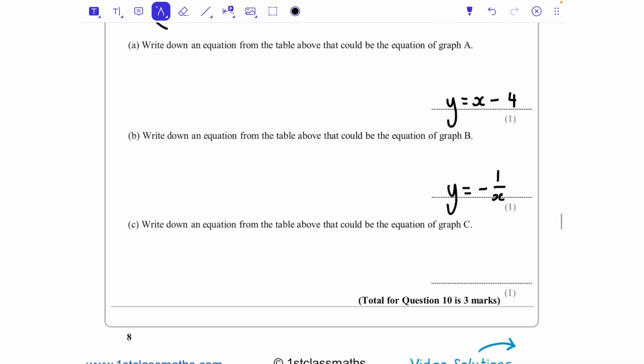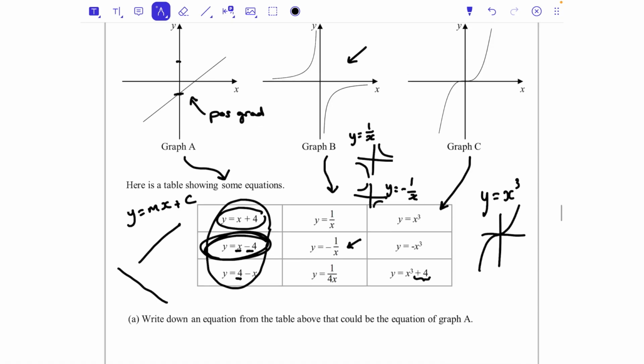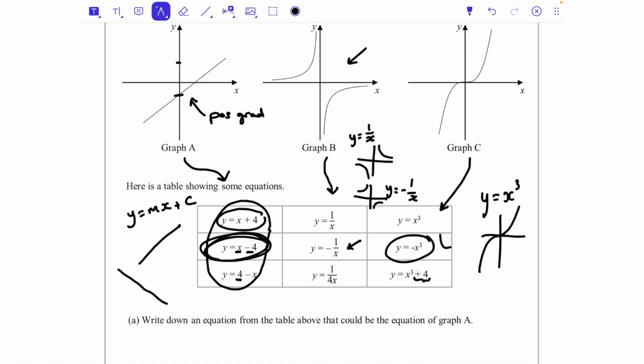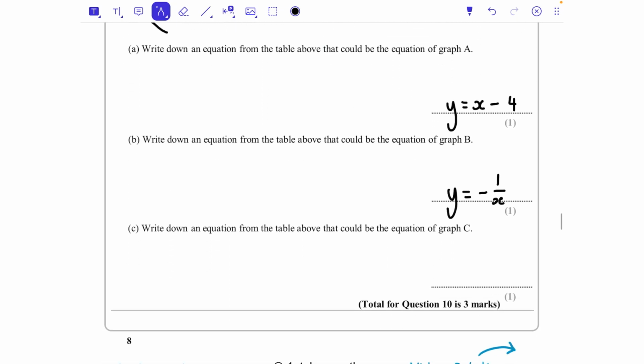And last but not least, we're looking for the cubic graph on the end. This one's negative, so that would wiggle downwards. This one's positive and going through the origin, so that's going to be y equals x cubed.